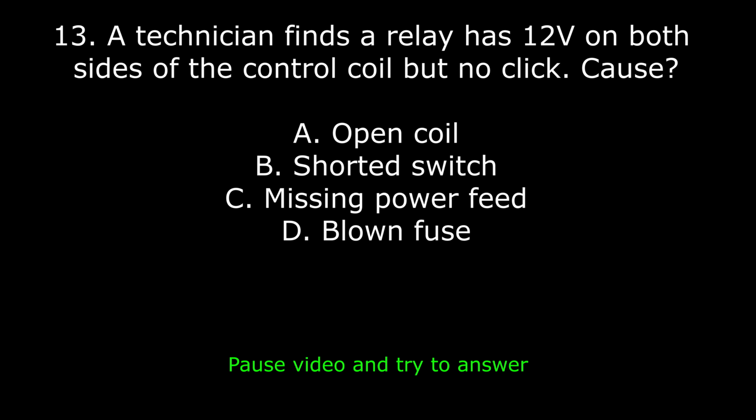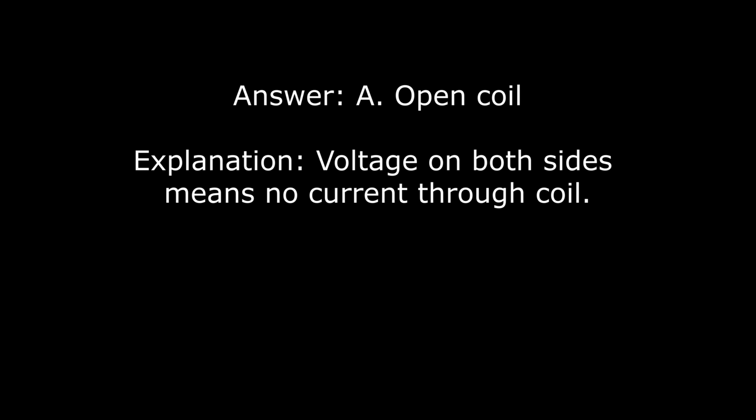13. A technician finds a relay has 12 volts on both sides of the control coil, but no click. Cause: A. Open coil. B. Shorted switch. C. Missing power feed. D. Blown fuse. Answer: A. Open coil. Explanation: voltage on both sides means no current through coil.